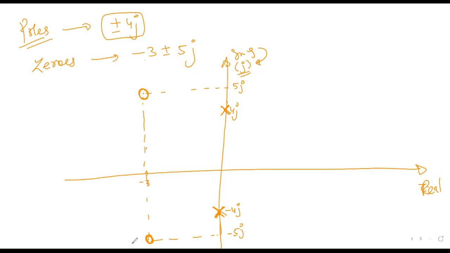So zeros always come from the numerator, and poles always come from the denominator. Poles with X and zeros with O. These things I already told you.